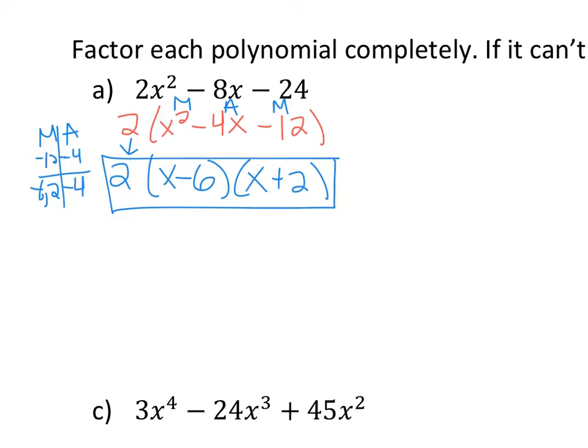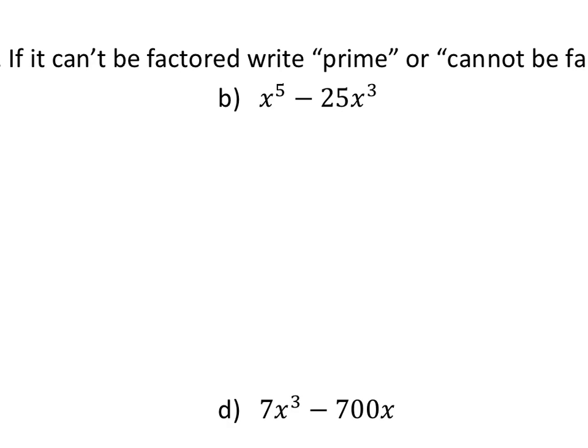Let's look at letter B. GCF. I have a lot of x's in here. I can pull out x to the third. Always pull out your variable with your smallest exponent. I'm left with x squared minus 25.